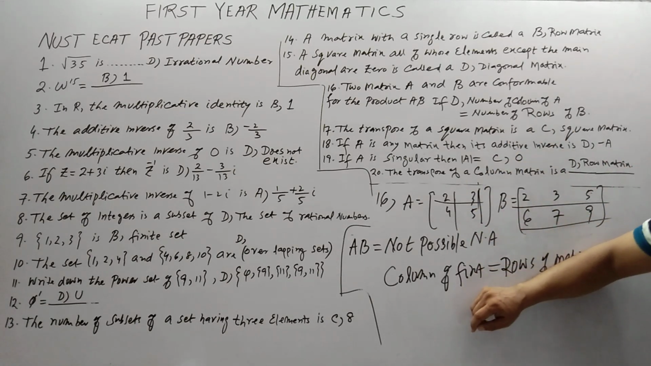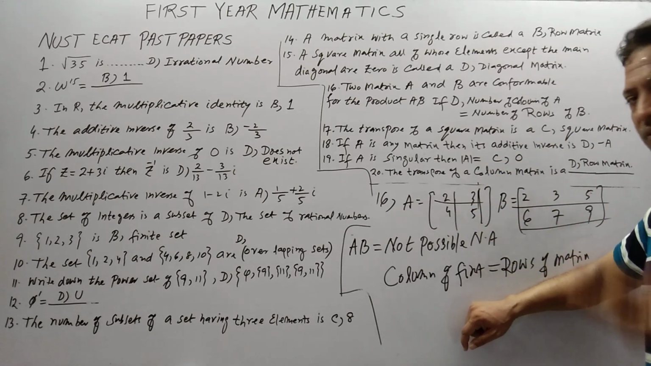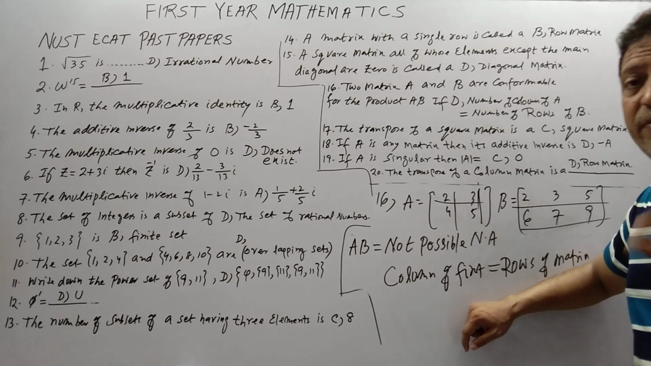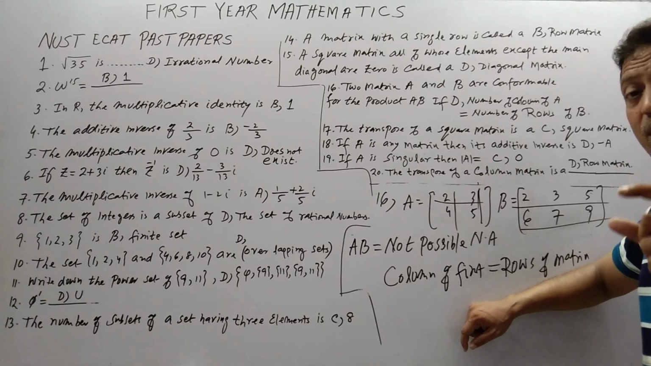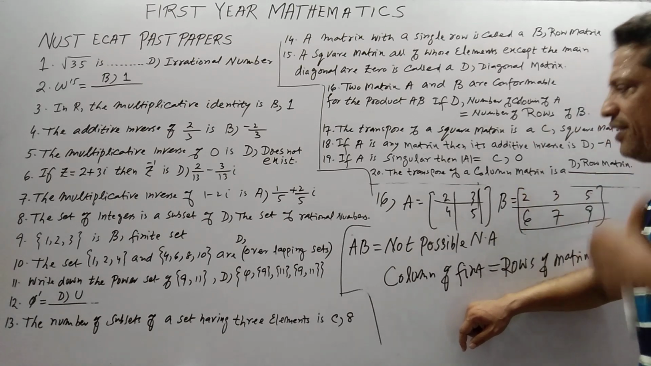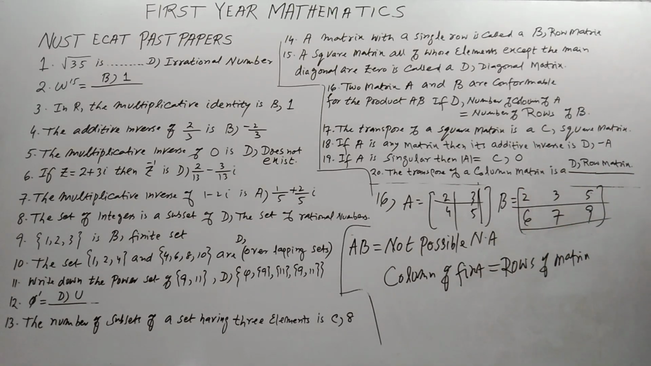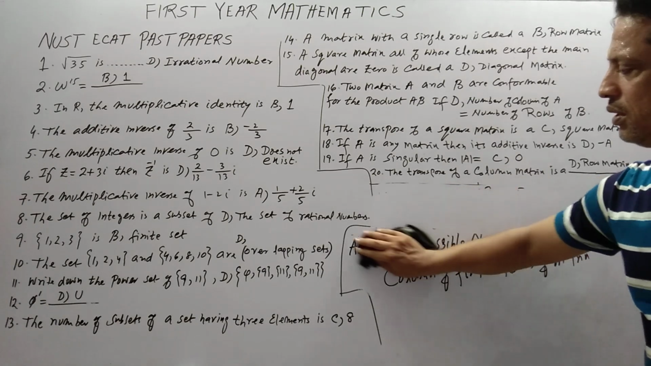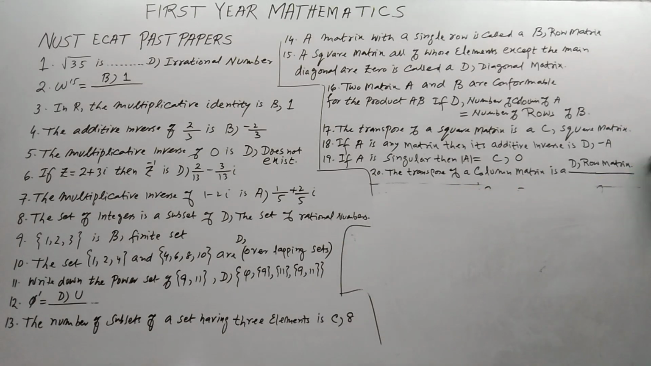So what is the key point of multiplication of two matrices? We always check the number of columns of the first and the number of rows in the second. Hope you understand. This is MCQ number 16. Now come to MCQ number 17.